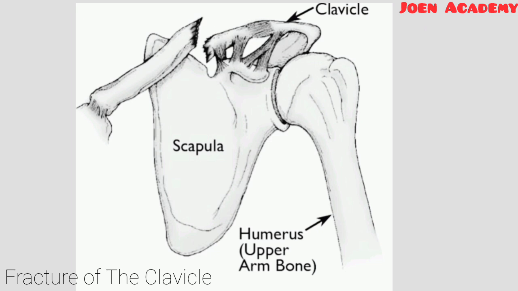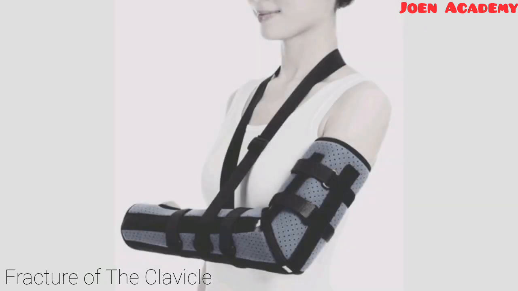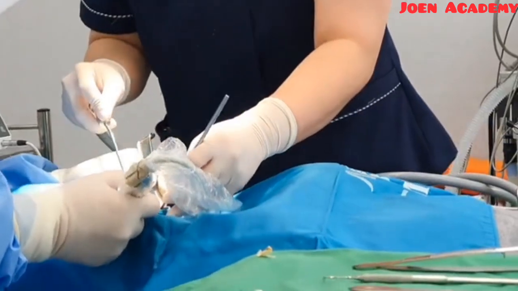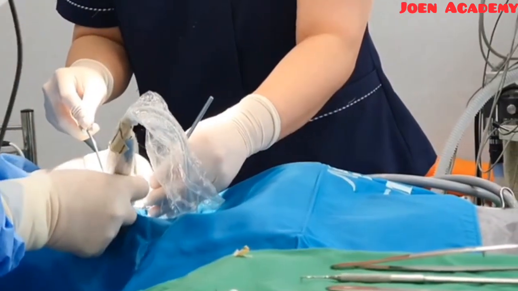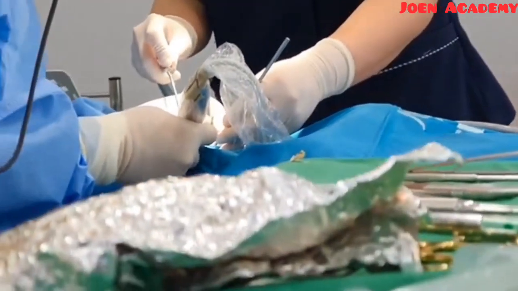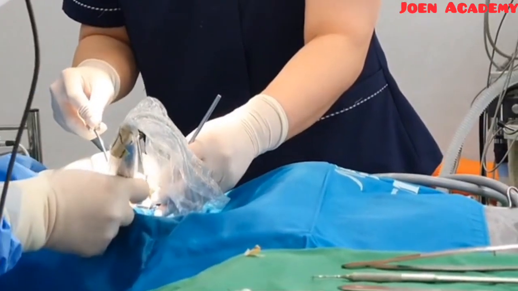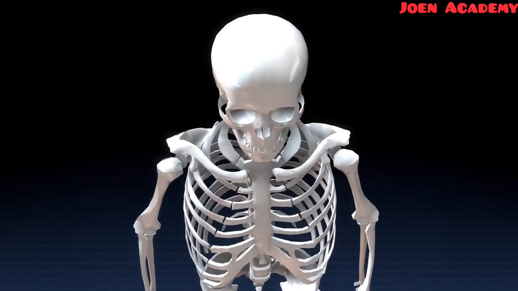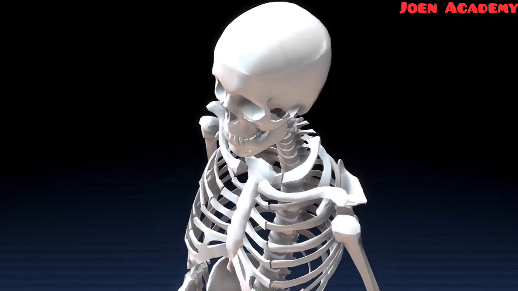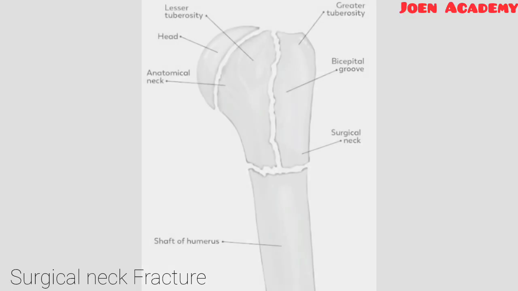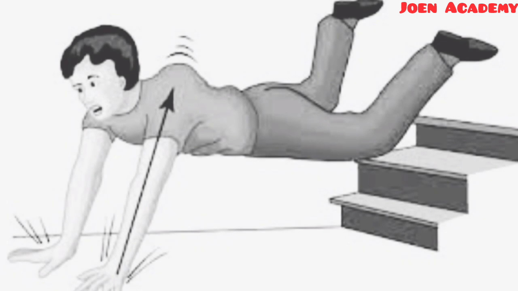Management of a clavicular fracture can be conservative, like sling immobilization, or it can be operative, like open reduction and internal fixation. The supraclavicular nerves lie in close proximity to the clavicle and are occasionally sacrificed during a surgical repair, resulting in a numb patch over the upper chest and shoulder. As for the surgical neck fracture of the humerus, the surgical neck of the humerus is a frequent site of fracture, usually by a direct blow to the area or falling on an outstretched hand.